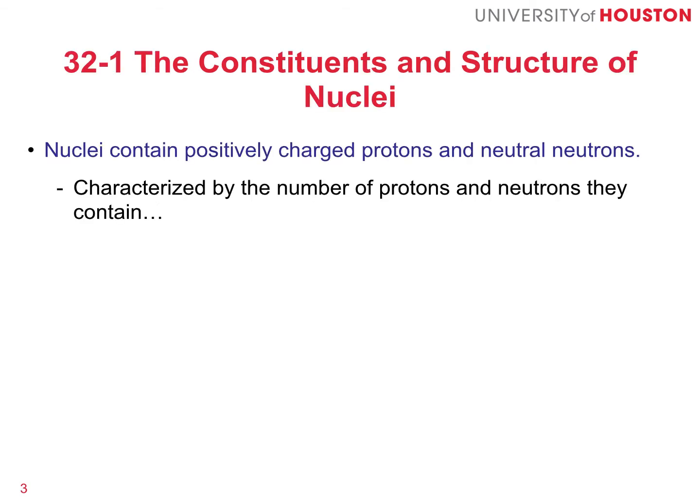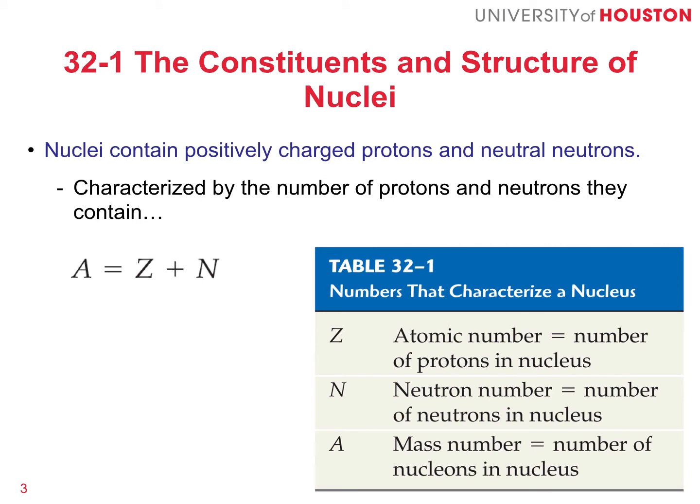Nuclei contain both positively charged protons and neutrally charged neutrons. We characterize these numbers in the following way. The letter A is short for the mass number, which is the total number of protons and neutrons, and together we refer to protons and neutrons as nucleons.